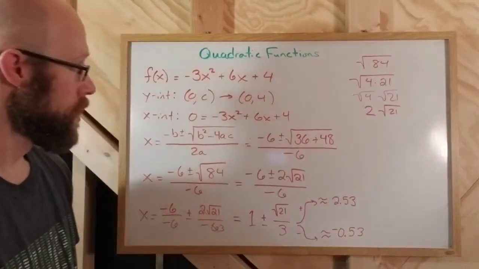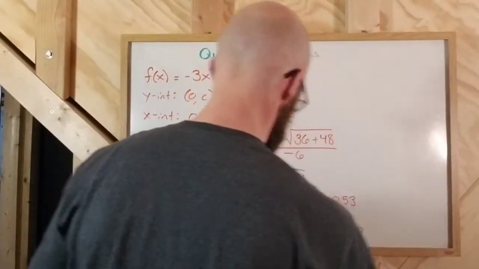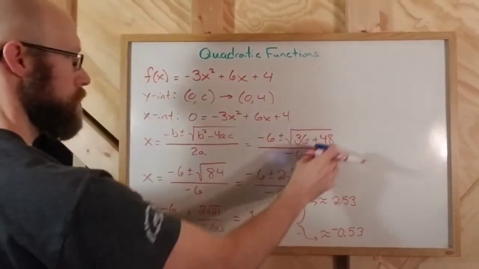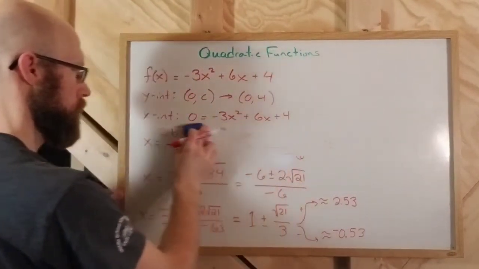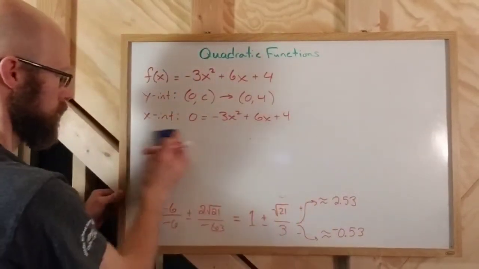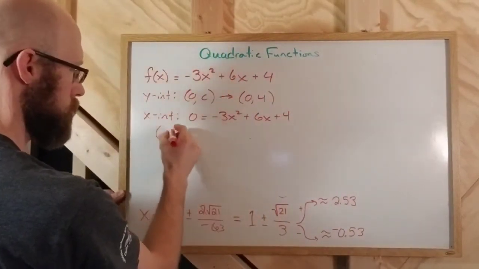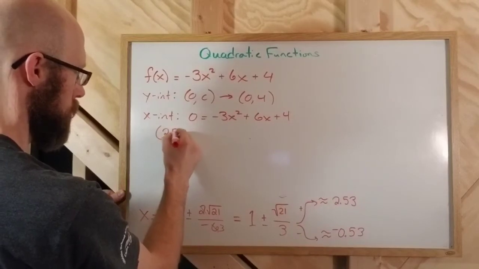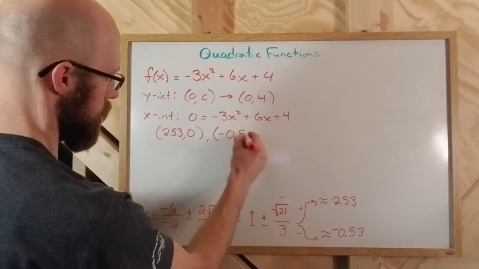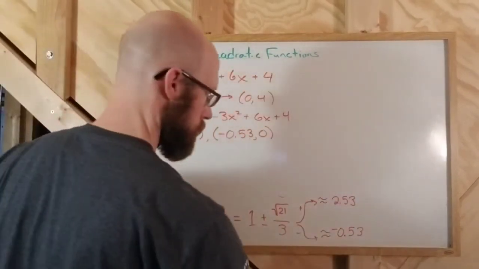All right. Okay, so let's get rid of my work up here so I have some more space. So that tells me my X-intercepts then, and actually I'm going to erase a little bit more of this as well. Allow myself to fill in some more work here. So my X-intercepts are approximately 2.53 comma 0 and negative 0.53 comma 0, after having solved with the quadratic formula.